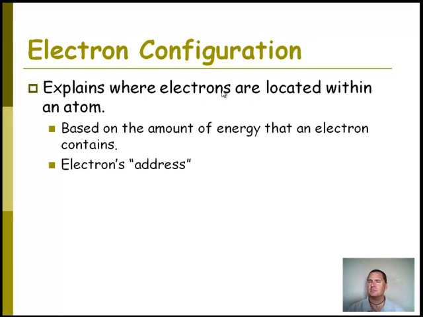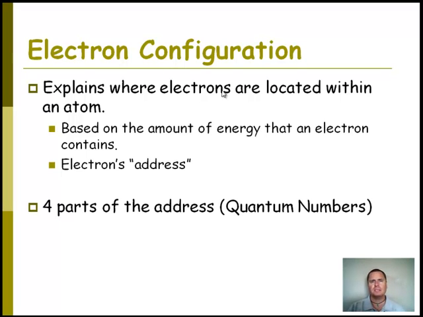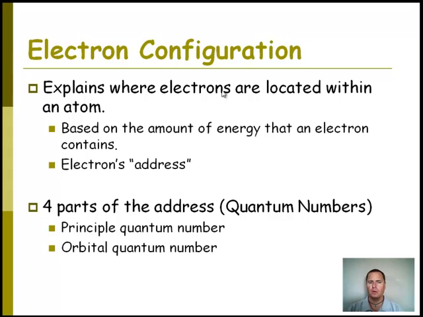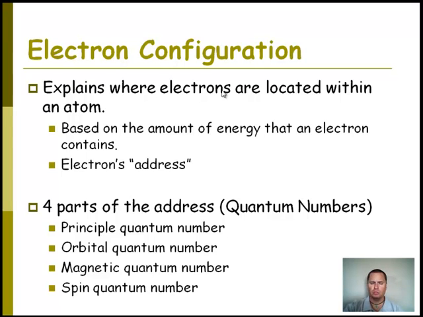It gives the house address, or the location, of an electron, but it also tells you how to get there. It's made up of 4 parts, what we call quantum numbers, and the quantum numbers can describe the location of the electron. The 4 quantum numbers are the principal quantum number, the orbital quantum number, the magnetic quantum number, and the spin quantum number. We'll talk about what each of these means here in just a minute.